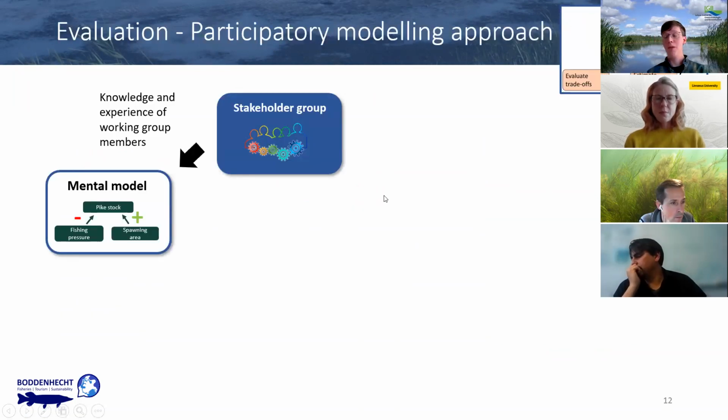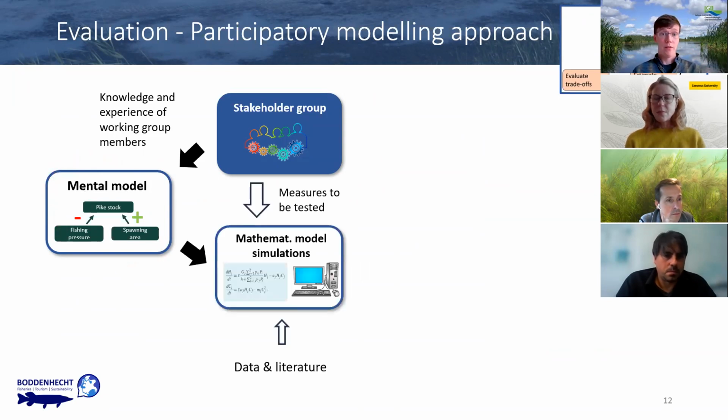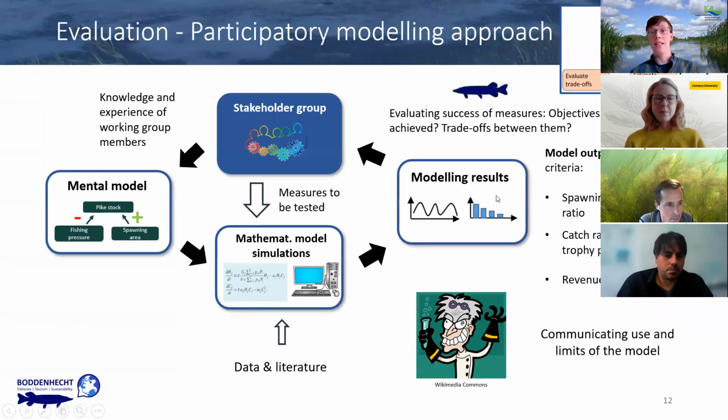How did we implement the model? The idea was that the stakeholders first provide a mental model. They have their practical knowledge and experience, which they put into a mental model. This process was led by us, so they can really understand how modeling works. Based on their mental model, we built this mathematical model, and they suggested the measures to be tested with the model. And then we provided the modeling results.